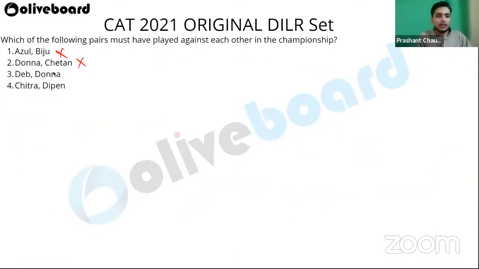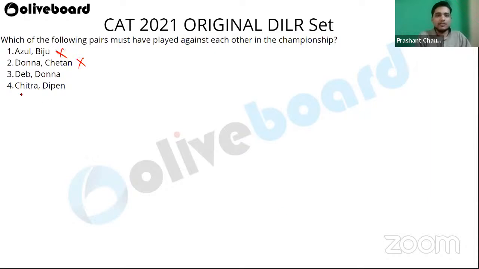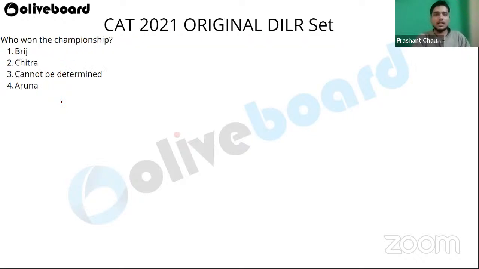Dave and Donna. But one thing is clear here: Chitra and D-Pain have played. That means this should be one of the options, Chitra and D-Pain have played. This is very clear. Once you are done with the solution, answering the question is very easy.